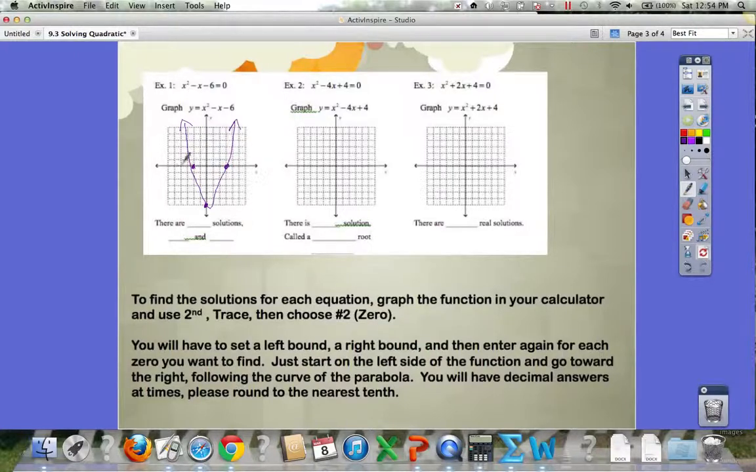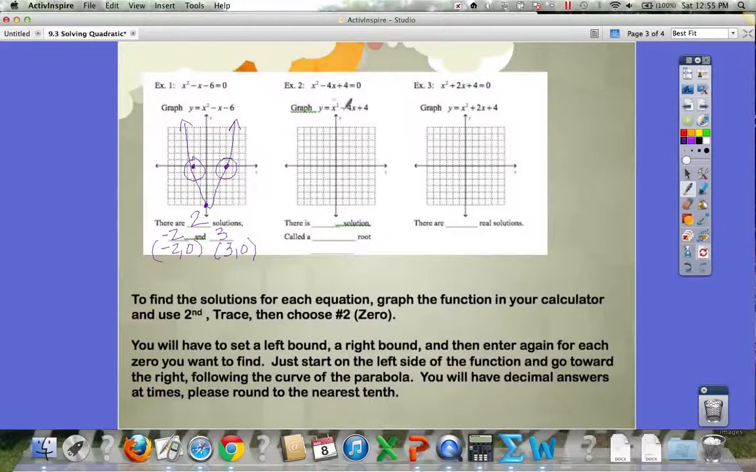Okay, so there are 2 places that it touches the x-axis, so that means it's 2 solutions, and the solutions are the places where it crosses. So that would be at negative 2 and positive 3. Now, if they wanted the specific x-intercepts, you would make these into ordered pairs, and that would be (-2, 0). Just remember the x comes first. And (3, 0). Those are the x-intercepts, the actual locations.